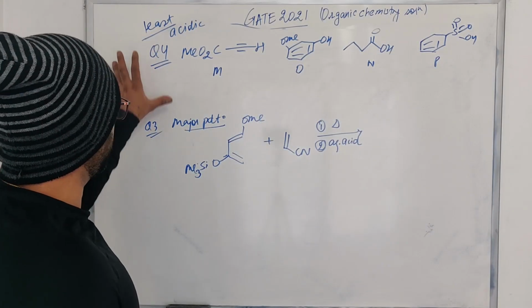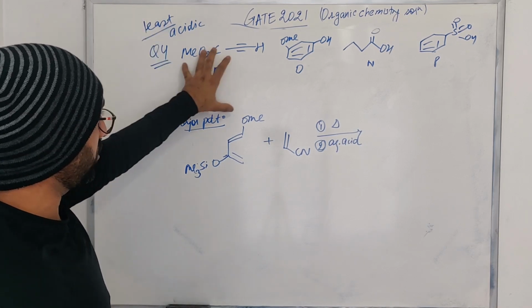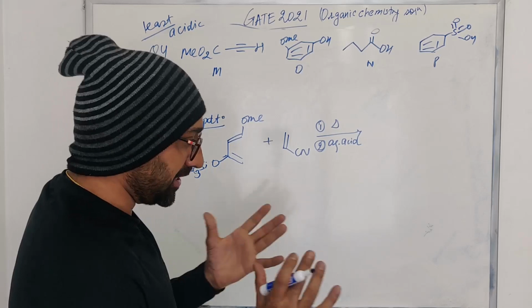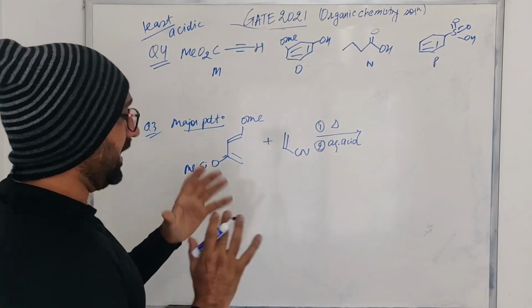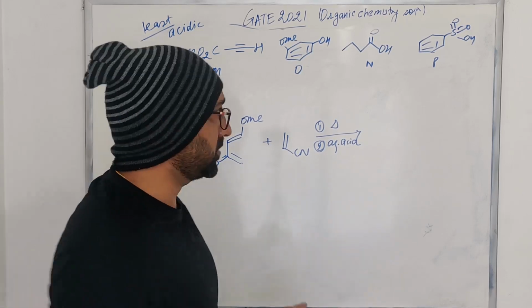Now let us look at problem number 4 and problem number 3. So problem number 4, we were asked which out of these 4 is least acidic. सबसे कम acidic कौन सा है? ठीक है, let us just try to single out or just neglect the options.